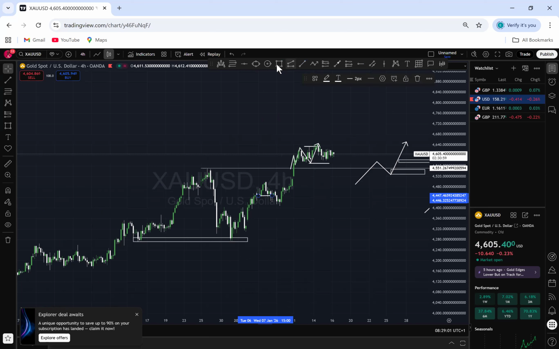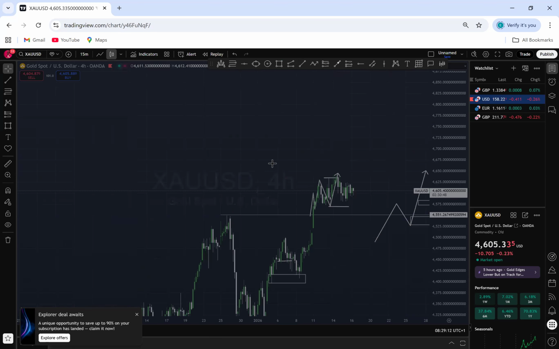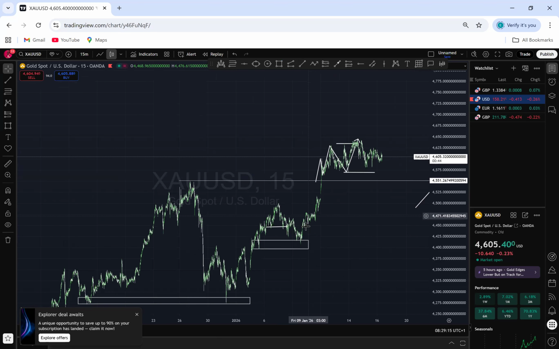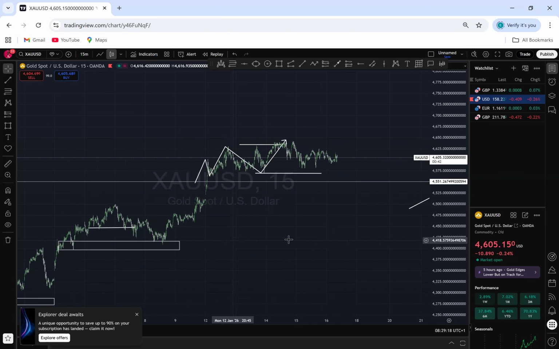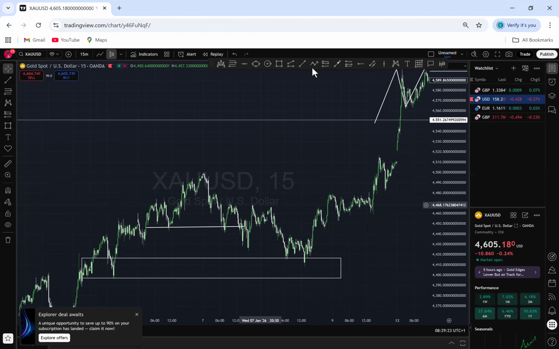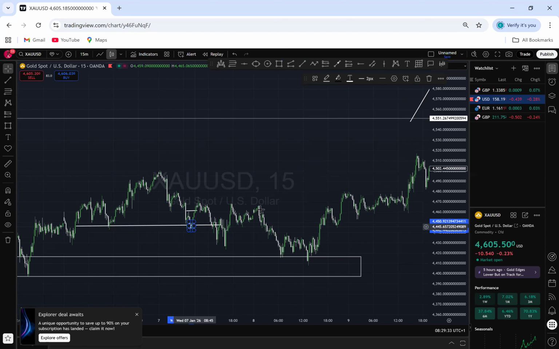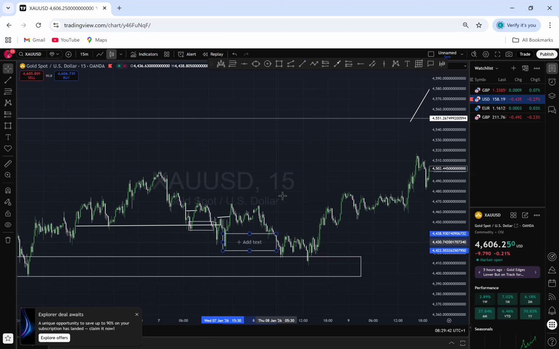Now, if you knew what you were doing, you would have known that this is the last area that was not mitigated. So long as this is not mitigated, you do not want to be looking out for entries on any other thing, because you will get a change of character. This is a change of character, and you come and mark out this zone and price will take you out. You will get another change of character and you will mark out another zone here. Price will react and take you out.